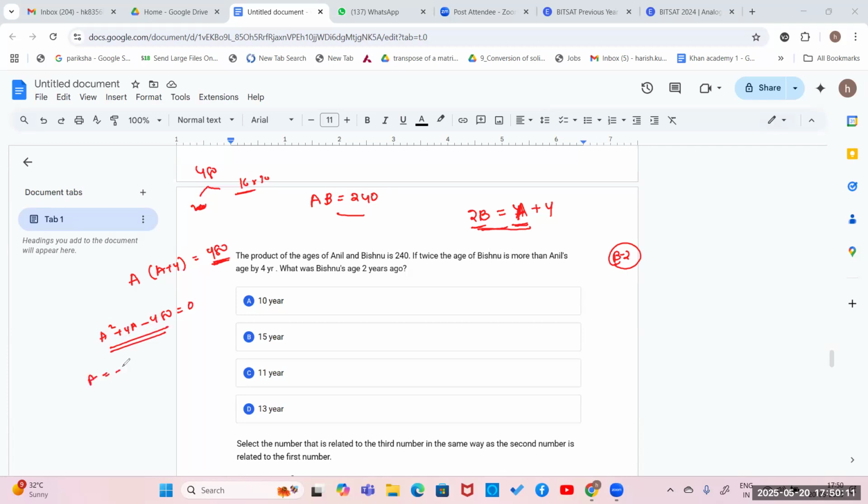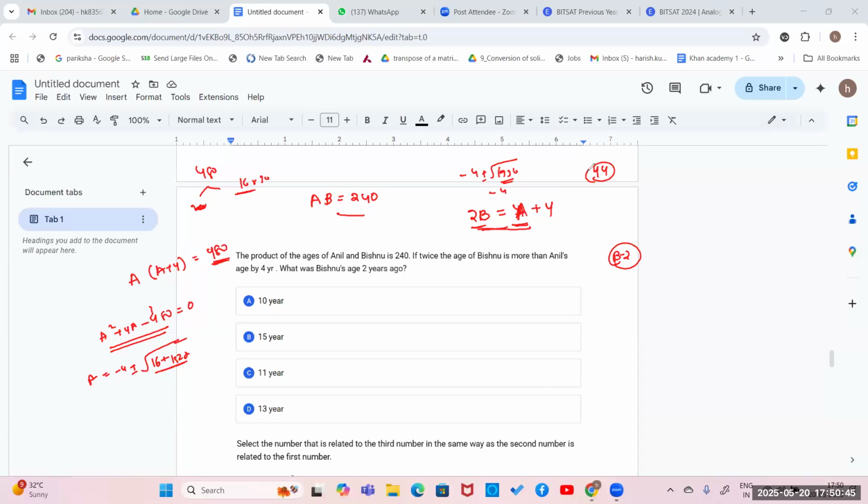Let's say minus 4 plus or minus the square root of b squared, 16, minus 4ac, so plus 4 into 480. That is 1920, so 1936, guys, 1936. So minus 4 plus or minus the square root of 1936. What is the square root of 1936? 40 squared is 1600, 50 squared is 2000, so 44 squared. Yes, 44 squared. So this is minus 4 plus or minus 44, by 2A.